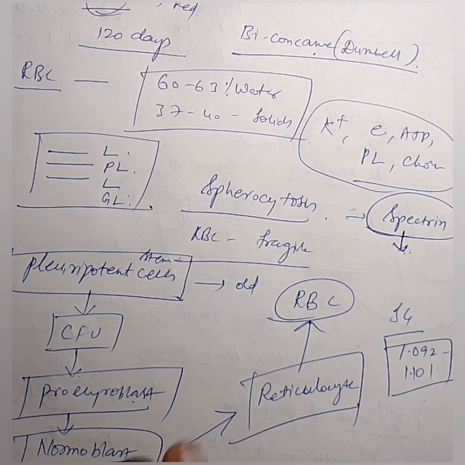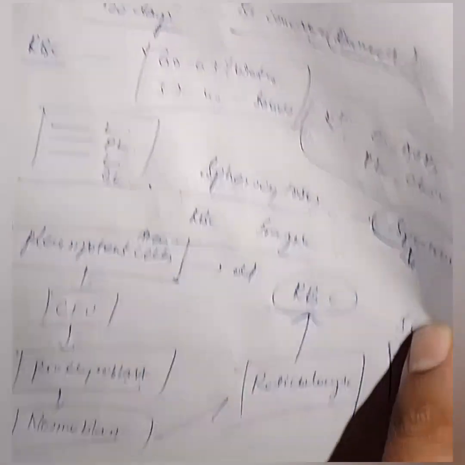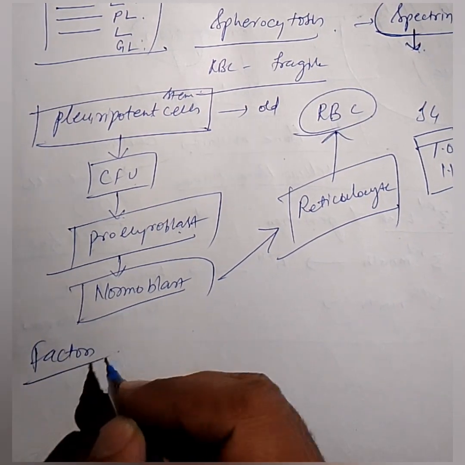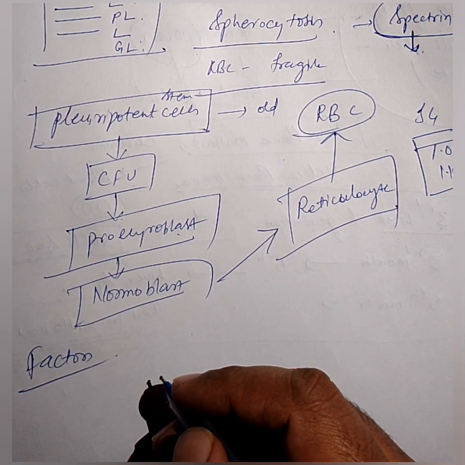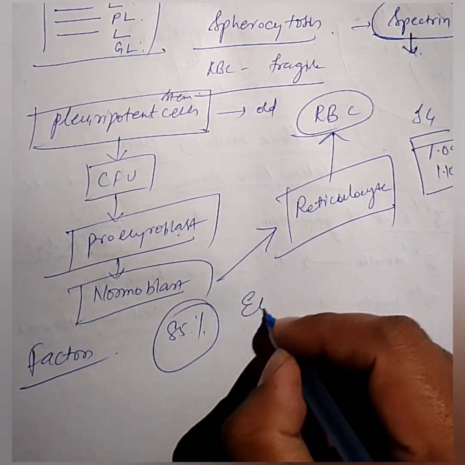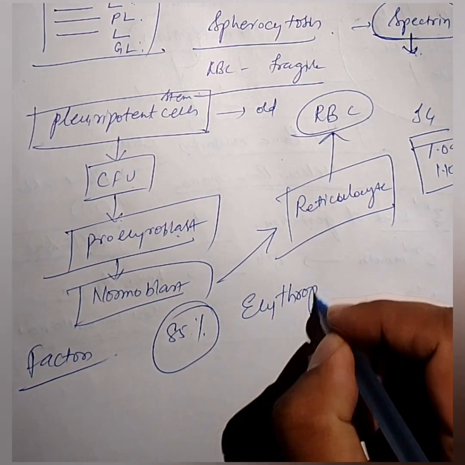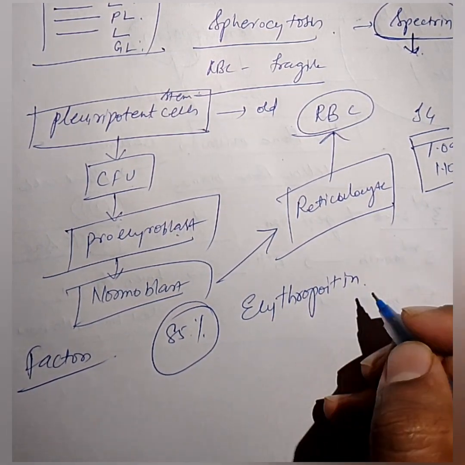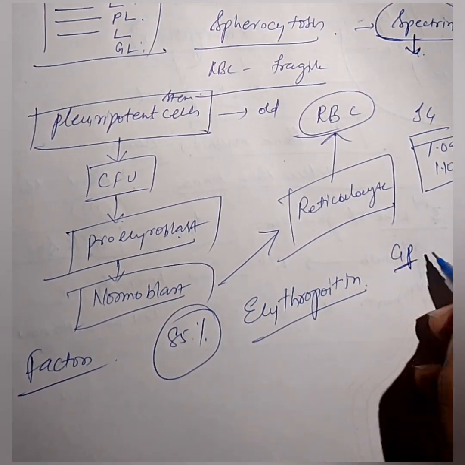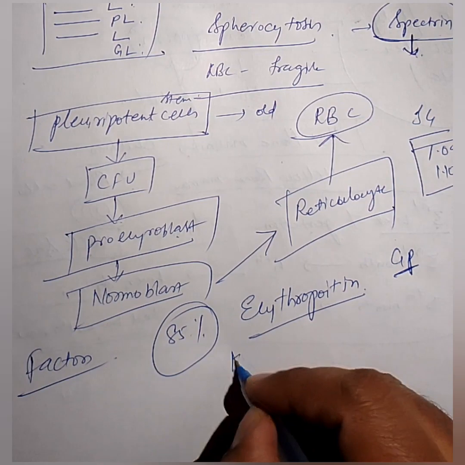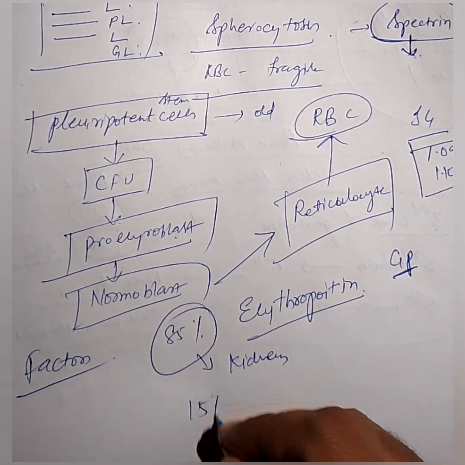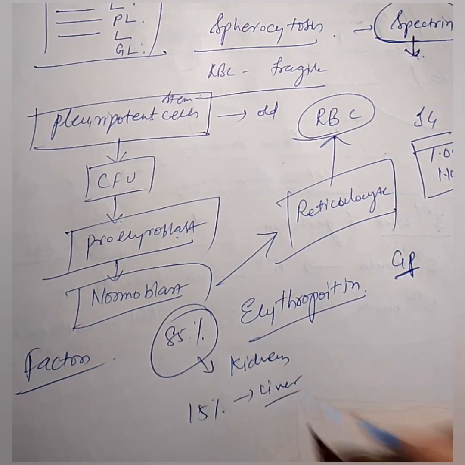And factors influencing erythropoiesis. What is erythropoiesis? We said it is the production of RBC. And what are the factors which are influencing erythropoiesis? We can see erythropoietin, 85%. What is this erythropoietin? Erythropoietin is a glycoprotein hormone secreted by the kidneys. 85% is secreted by the kidneys and the remaining 15% is secreted by the liver.